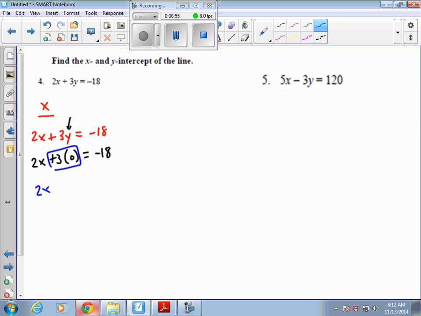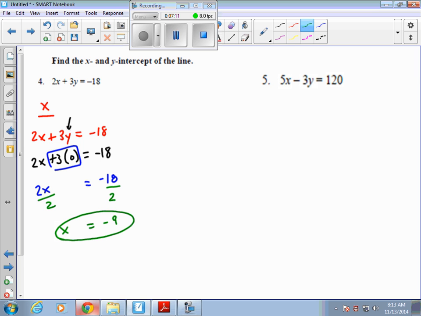So what you have now is 2x is equal to negative 18. Get x by itself by dividing by 2. If you do it to that side, do it to this side. X equals a negative divided by a positive, which is a negative. 18 divided by 2 is 9. There's your x-intercept, negative 9.